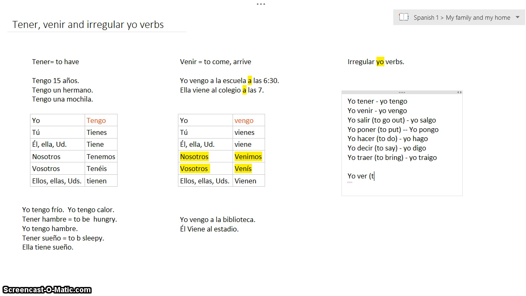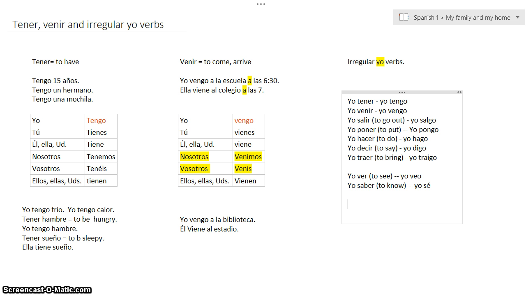Yo ver, which is to see, you're going to say yo veo. Again, it's irregular because that E stays in there. You don't drop off the ER, add O. You keep the E, you add O. And the last one would be yo saber, to know, and that would be yo sé, and you're used to hearing yo sé, yo no sé.